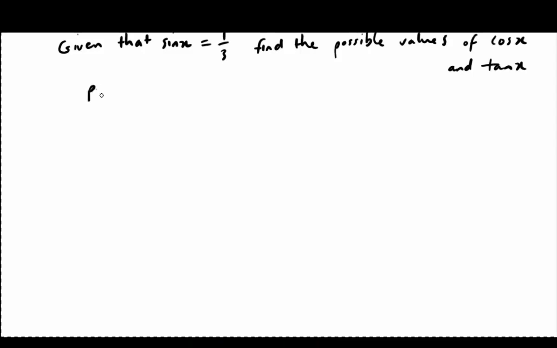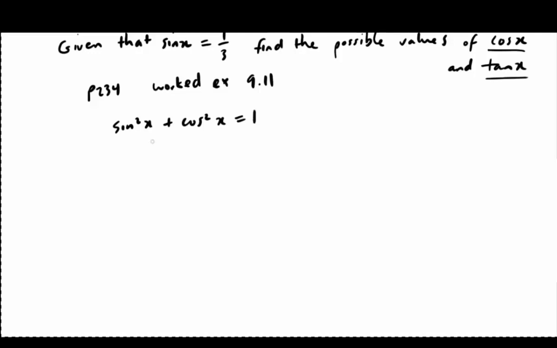Okay, we have another problem from page 234. This is worked example 9.11. Given that sine x is 1/3, find the possible values of cos x and tan x. Remember the trig identity, sine squared x plus cosine squared x equals 1.